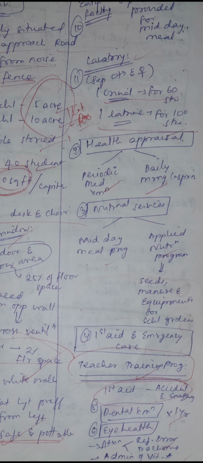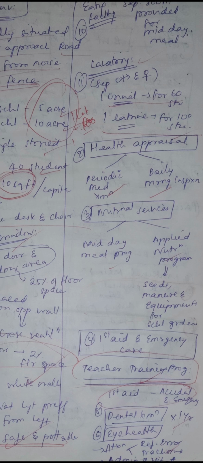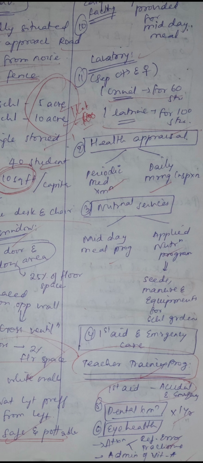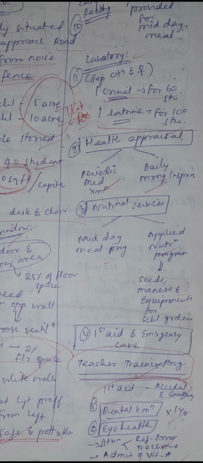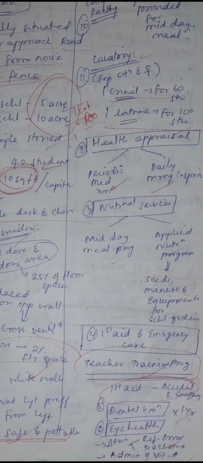Talking about first aid and emergency care, the teacher will be trained to provide first aid and emergency care for students who have been injured or who have any acute illness. Primary first aid treatment is necessary for school children in order to provide adequate care in emergency conditions. Dental examination is carried out once a year. And for eye health care, as I already said, the visual acuity cutoff for referral is 6/9. Reduction of refractive error and trachoma control is done by the school teacher. Also, in the school health program, vitamin A administration is done. So this is about your school health program.